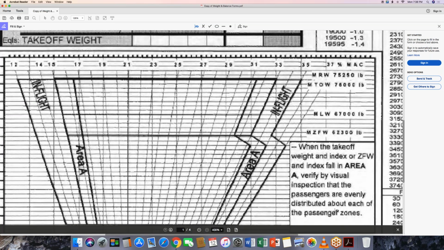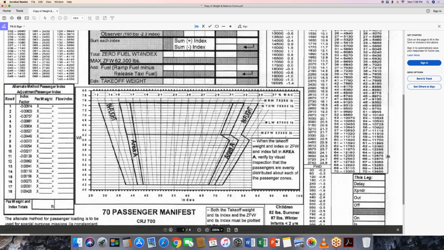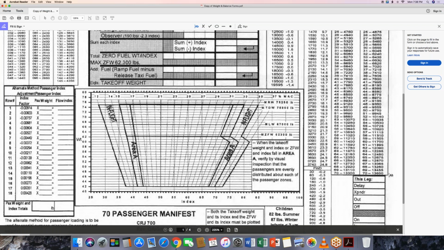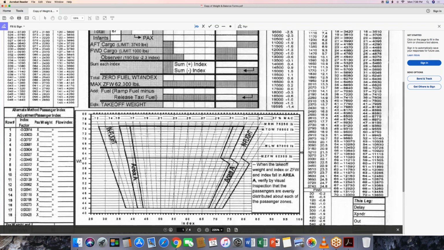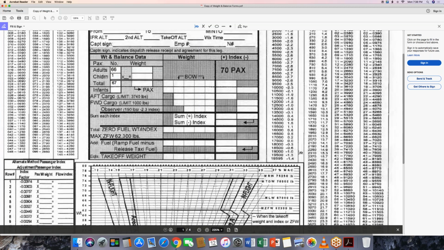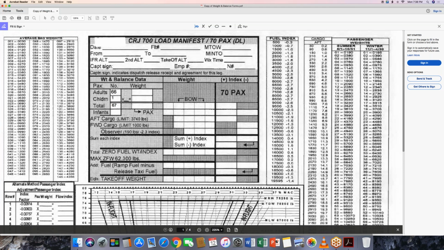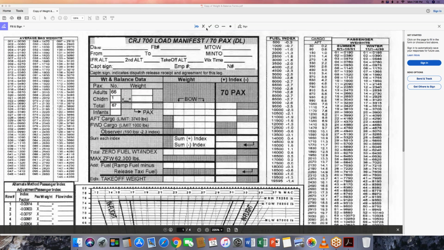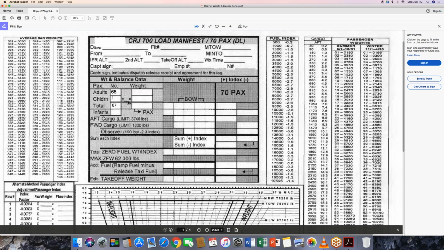Yeah, it's hard. Either way, it's pretty close. Let's see. It's 12,870. Yeah, it is 12,870. 12,675 for 65 passengers. So either way, you're probably going to get almost identical results.